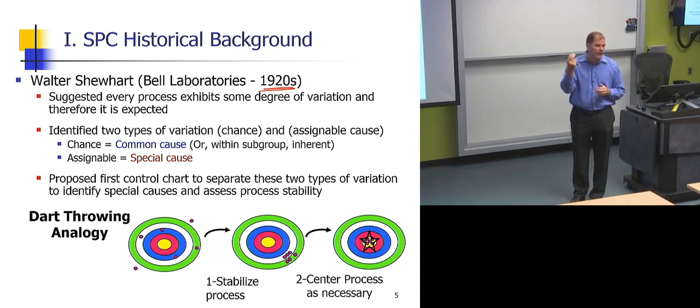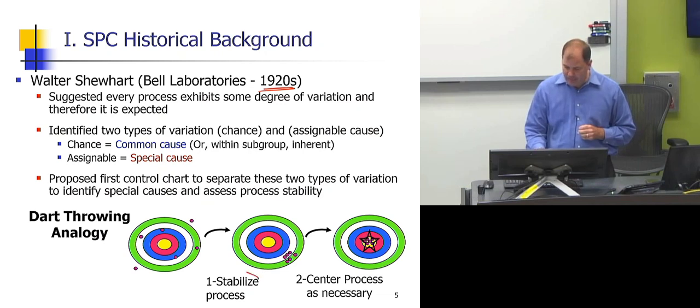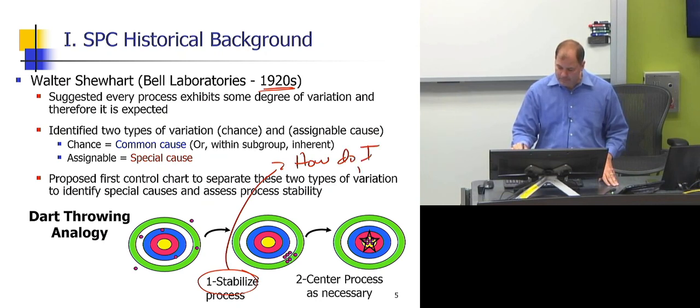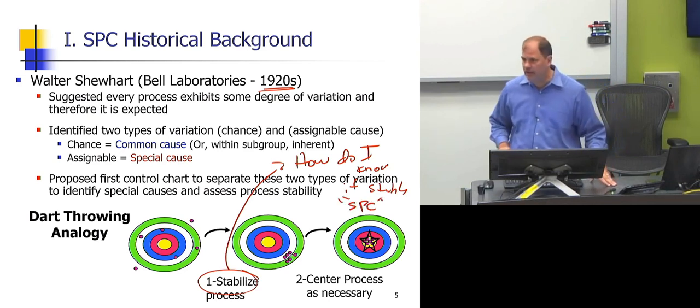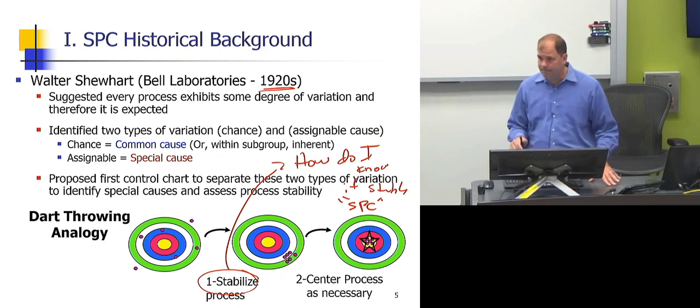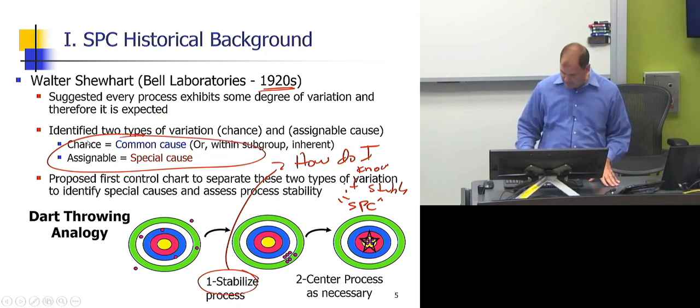Now, sometimes you can go right from out of control to target, but a lot of times we have to first become consistent. In this idea of stabilizing the process, the question becomes, how do I know if I'm stable? And we're going to use SPC to answer that question. How we doing? We okay? I will certainly ask you questions related to that statement right there.